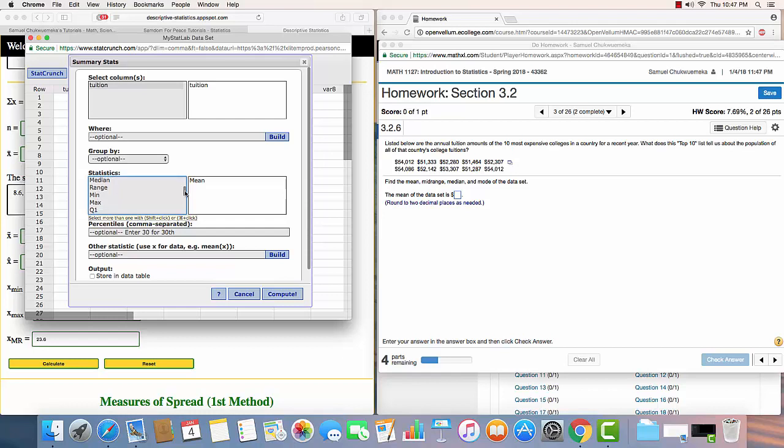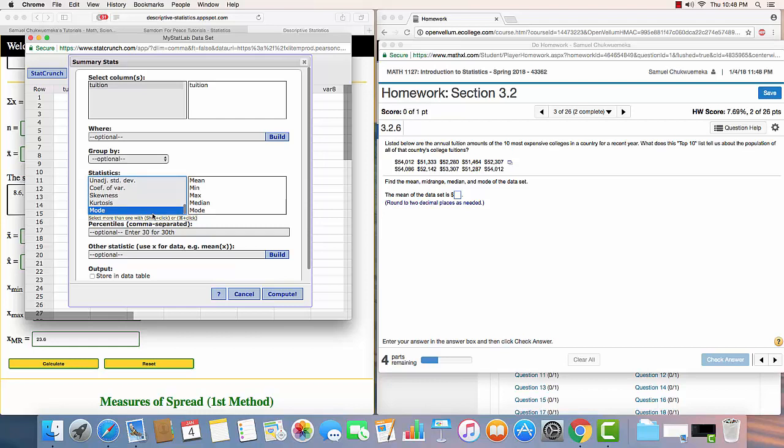Okay, I don't see mid-range, so I'll just select minimum. My hand is still on the command key. I don't release it. You still have to hold it. And I click maximum. These two values will help me find the mid-range. And then I need to find the median. So I scroll down to look for median. I click median. And then the last one is the mode. I scroll down again to find the mode. Then I can release my hand.